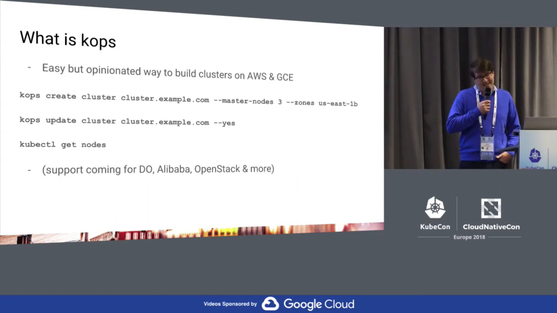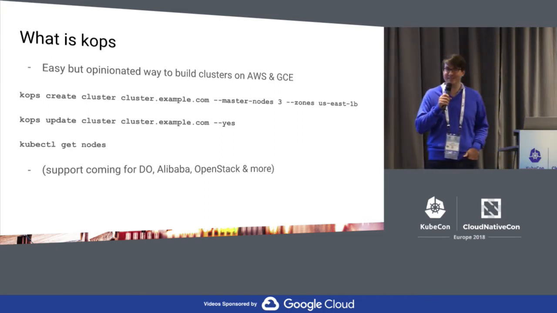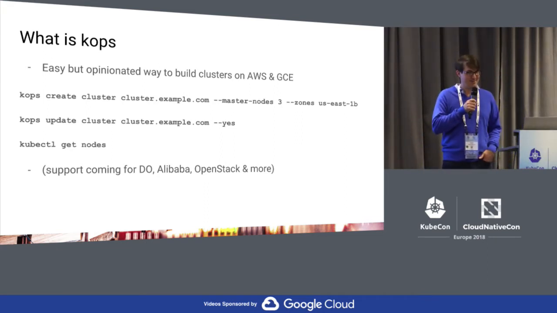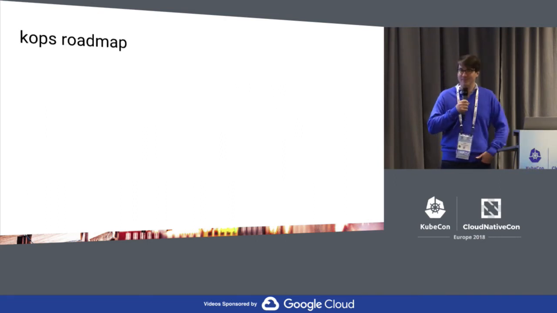And AWS and GCE support is great at this point. Technically, I think GCE is in alpha, but as a recent Googler, I think I better fix that pretty soon. And we have community support coming for DigitalOcean, Alibaba, OpenStack, a couple more. So lots of community activity there, and github.com/kubernetes/kops if you want to come check it out.